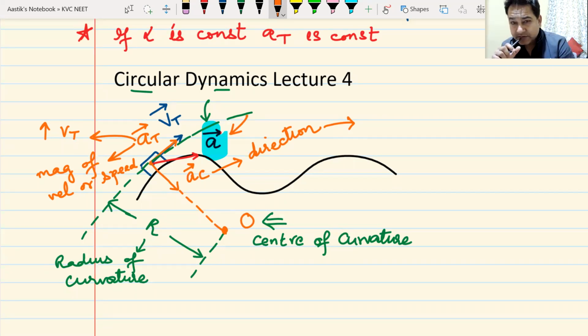Anyone can tell me what will be the value of this AC? Remember, nothing has changed. What has changed is our perception. What will be the value of this AC?